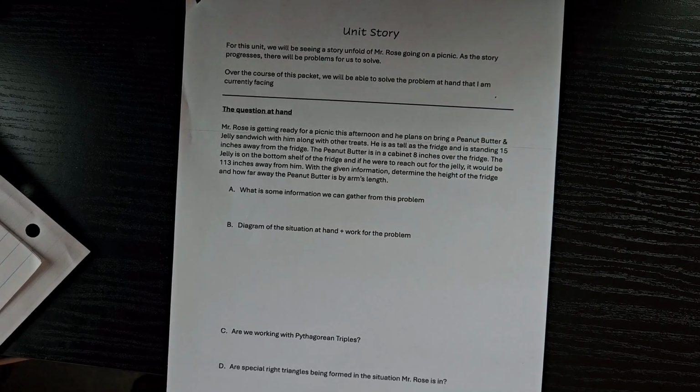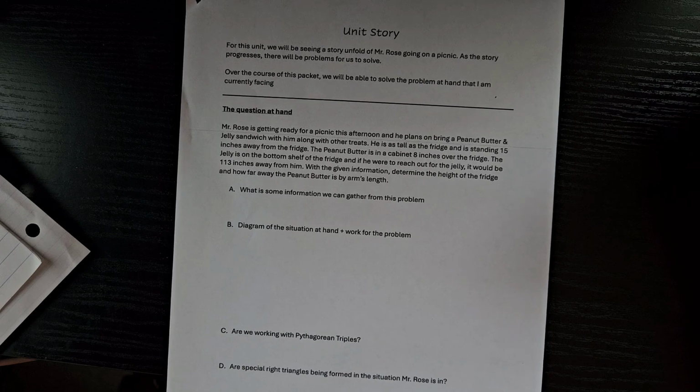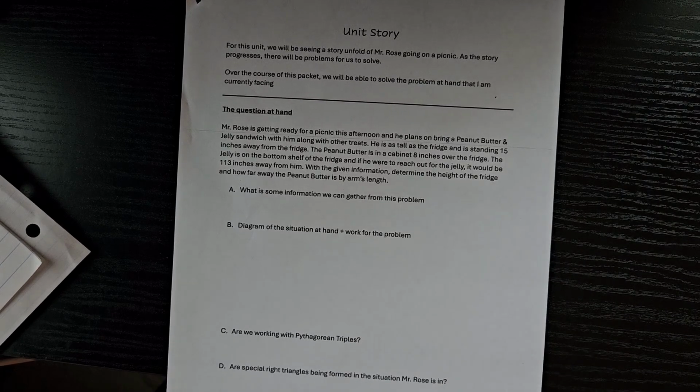The question at hand: Mr. Rose is getting ready for a picnic this afternoon, and he plans on bringing a peanut butter and jelly sandwich along with him and other treats. He is as tall as the fridge and is standing 15 inches away from the fridge. The peanut butter is in the cabinet 8 inches above the fridge. The jelly is at the bottom shelf of the fridge, and if he were to reach out for the jelly, he would be 113 inches away from the jelly. With the given information, determine the height of the fridge and how far away the peanut butter is by arm's length.